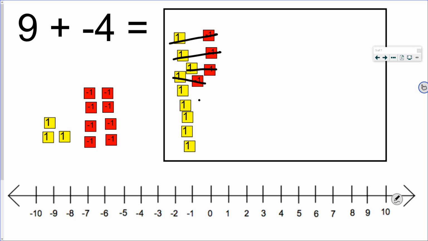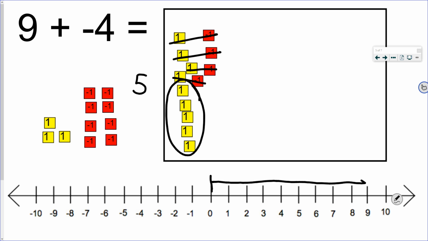Our solution is positive 5. We can represent positive 5 with a plus in front, or just as a 5. Normally we just do it as a 5. On the number line, we're going to go positive 9 to the right. And stop. Then we're going to add negative 4, which means we're going to start from the number we stopped at. We'll go negative 4 to the left. 1, 2, 3, negative 4. So our solution again is 5.